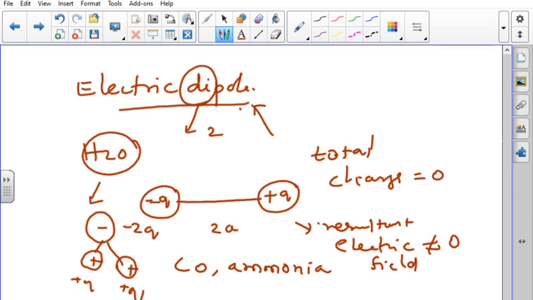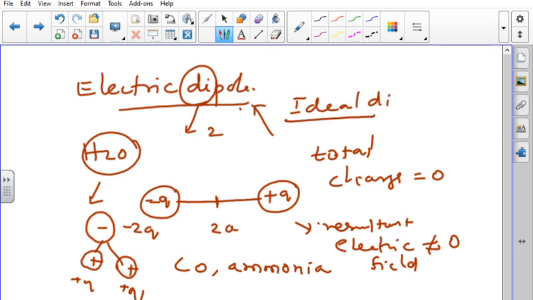The direction of the electric dipole moment, what we are going to learn, always flows from the negative charge to the positive charge. Distances for a dipole are always measured from the center of the dipole. And you may also learn another additional piece of information.